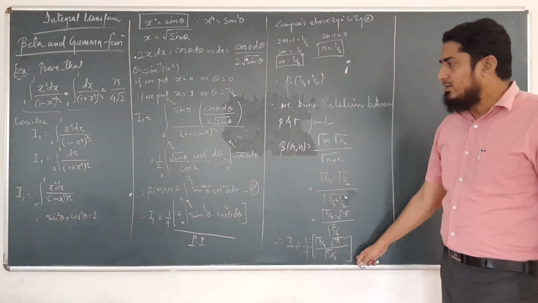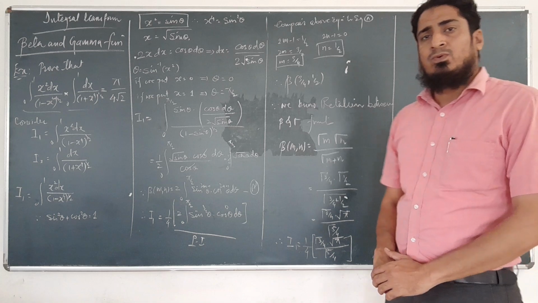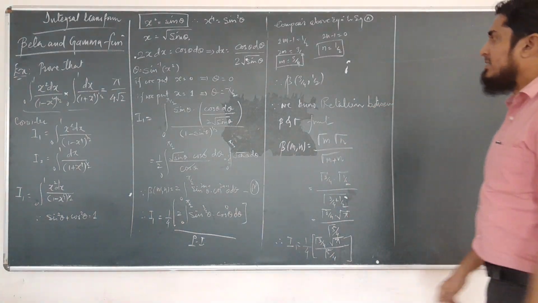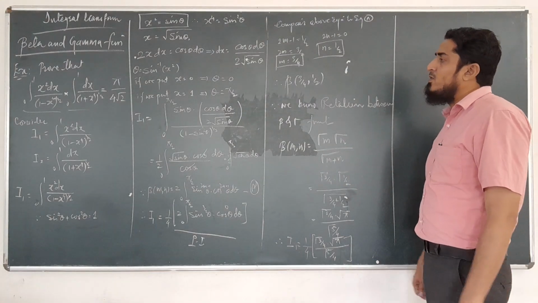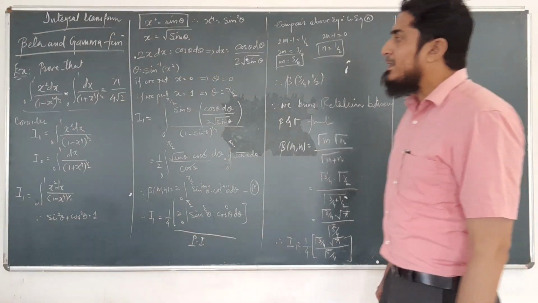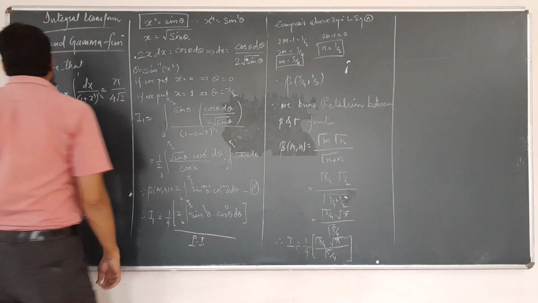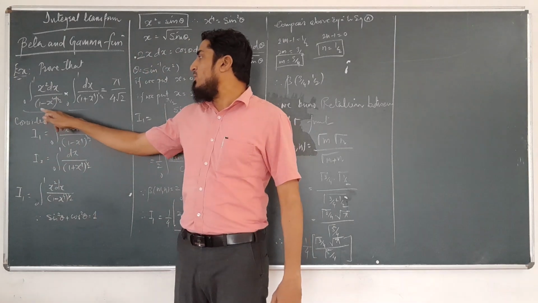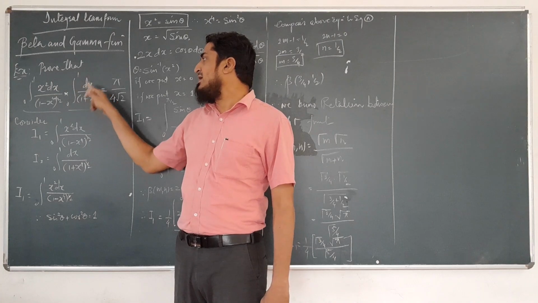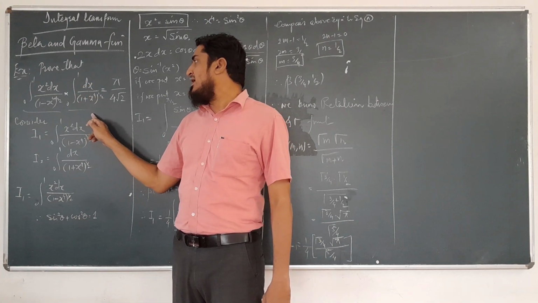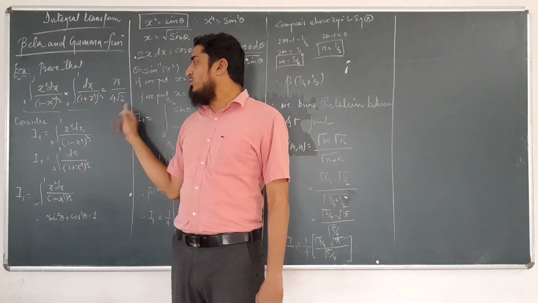We have done with I1. Now we are going to find I2 in the next lecture. Let's revise all these steps which we have studied in this lecture. We have to prove integration from 0 to 1 x square dx upon 1 minus x raised to 4 raised to half, into integration from 0 to 1 dx upon 1 plus x raised to 4 raised to half, is equal to pi over 4 root 2.